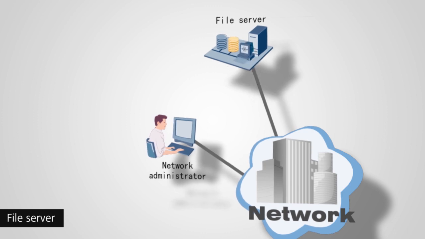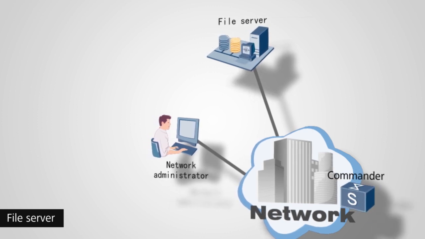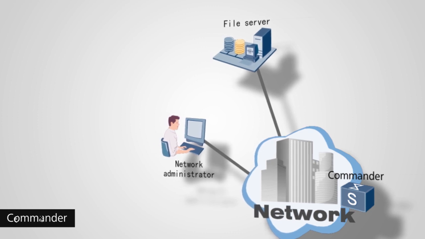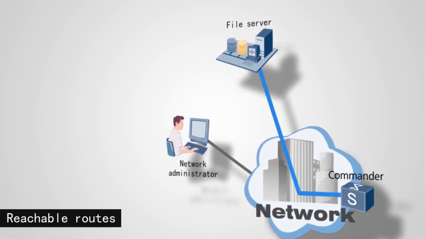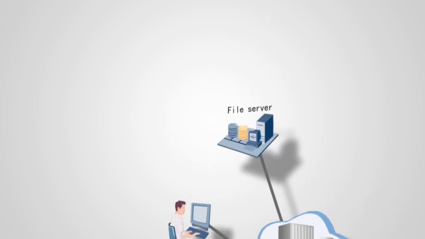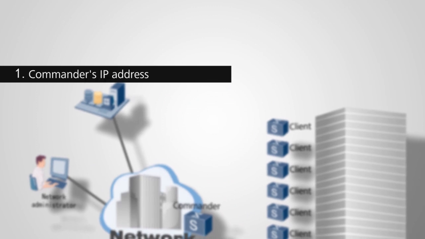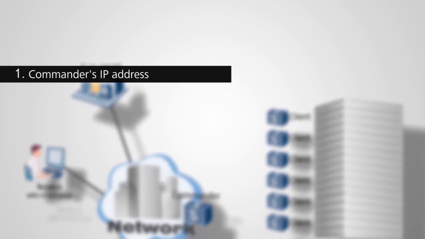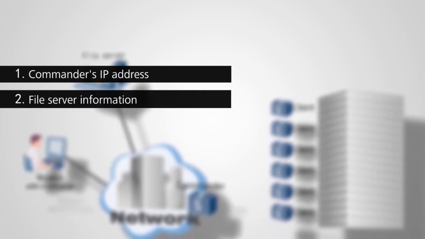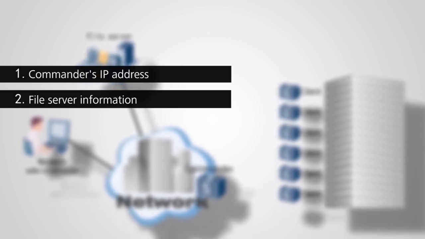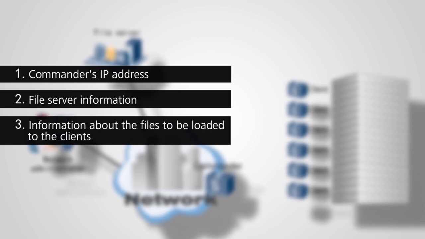The next step is to select a running device on the network as the commander. The commander can be located anywhere on the network, but there must be reachable routes between the commander and the file server. The following information must be configured on the commander: an IP address, which is used to communicate with clients on the network; file server information, including the file server type, IP address, and user account; information about the files to be loaded onto the clients.